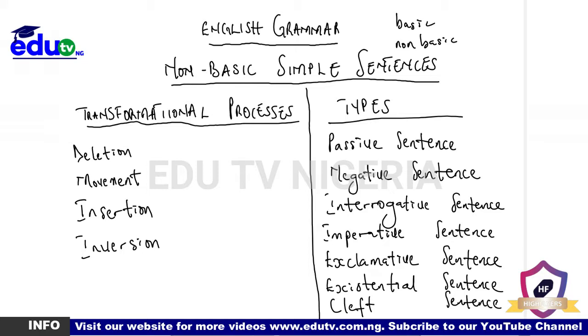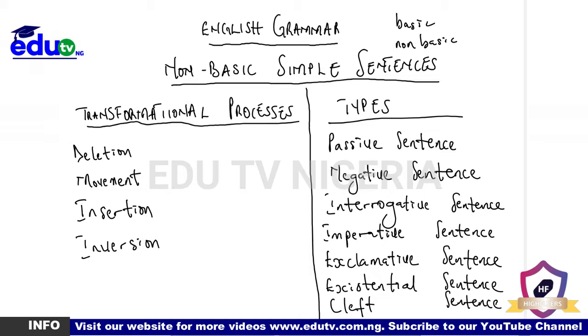While a basic simple sentence is formed in a normal or usual way, a non-basic simple sentence derails from that pattern. It flouts the pattern upon which basic simple sentences are formed. Do you understand that? That's why we say that non-basic simple sentences differ from basic ones because they have undergone one or more transformational processes.